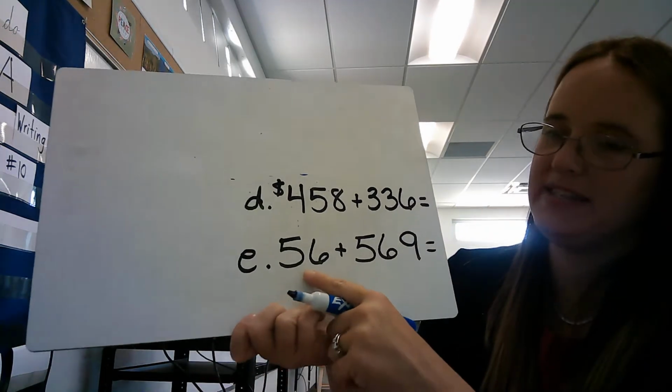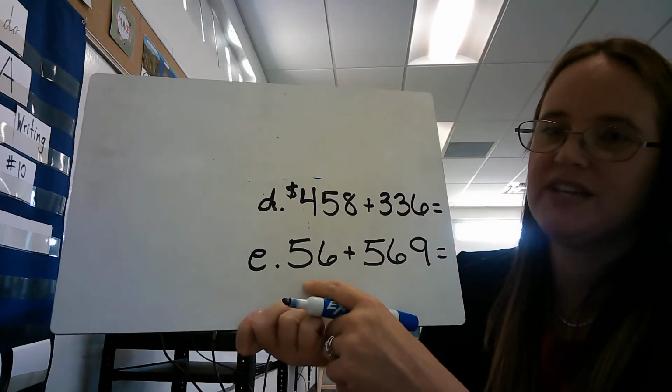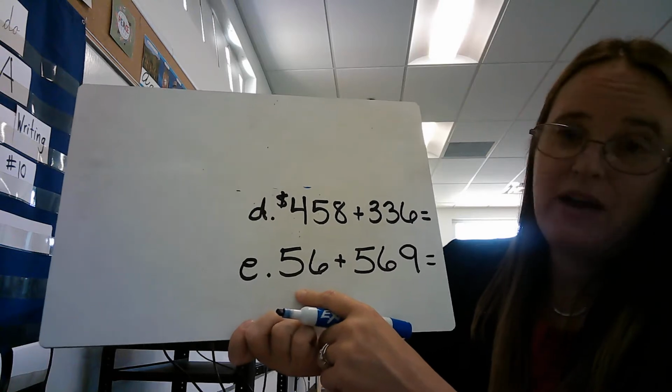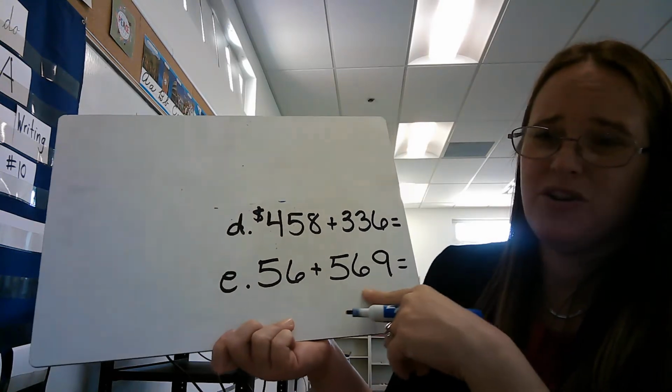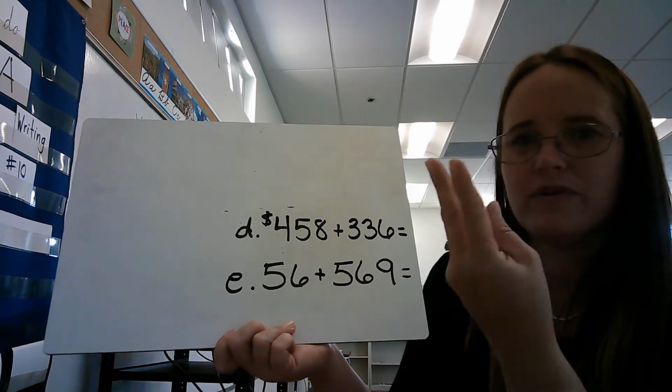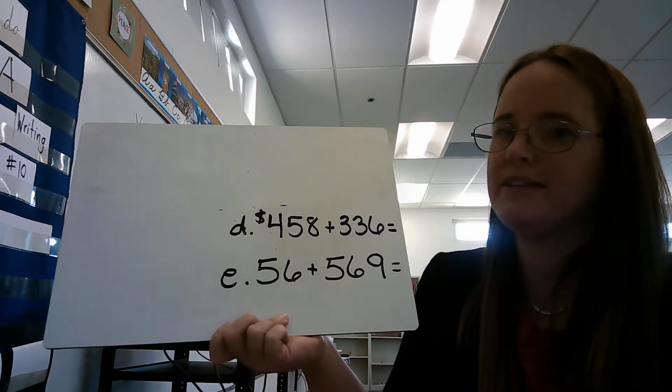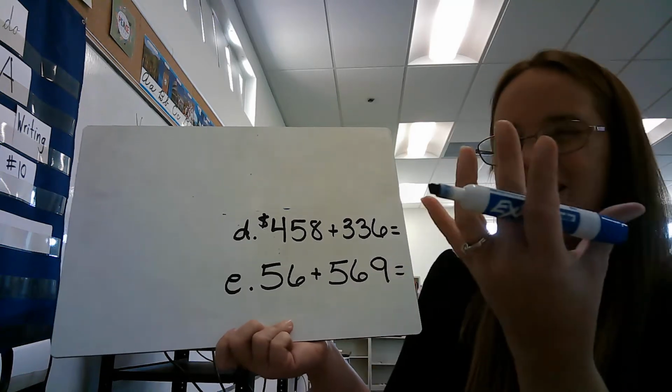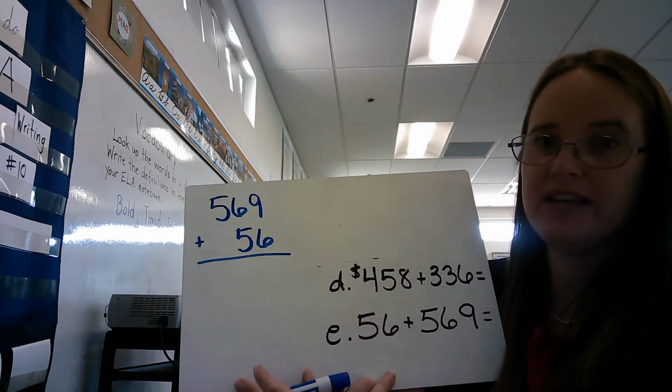And then again, I'm going to rewrite E. And take a look at E. Notice how they put the smaller number, the 2-digit number first. You can do it that way. My preference is always just to put the big number on top. Remember, if we're adding, it doesn't matter what order we add the numbers in, we'll get the same answer every time. So just kind of to help me with my place value, I like to do 569 first, and then add my 56 underneath.